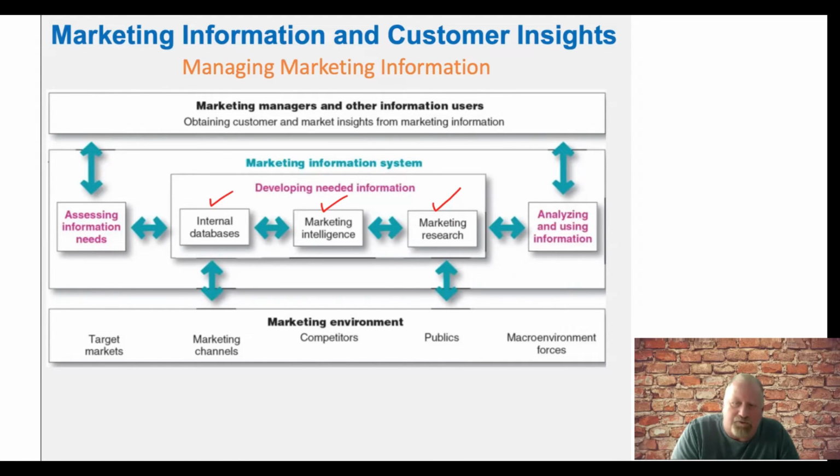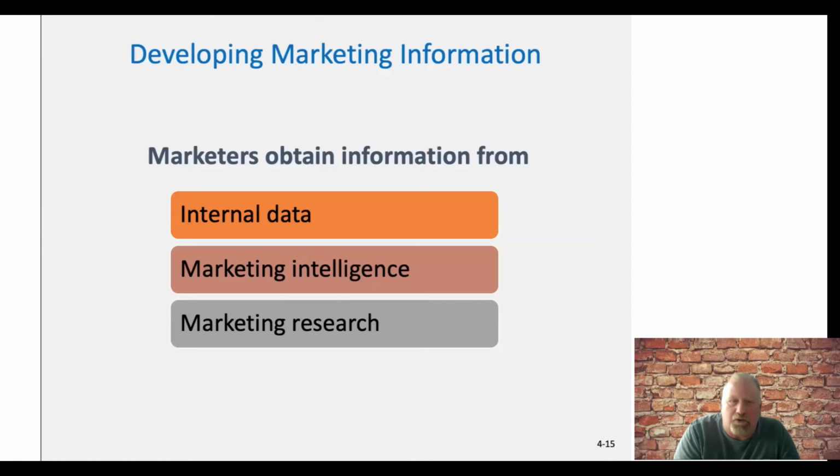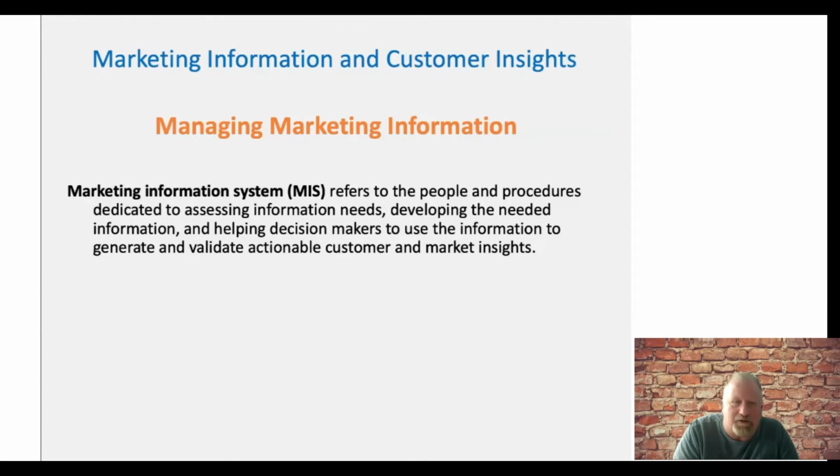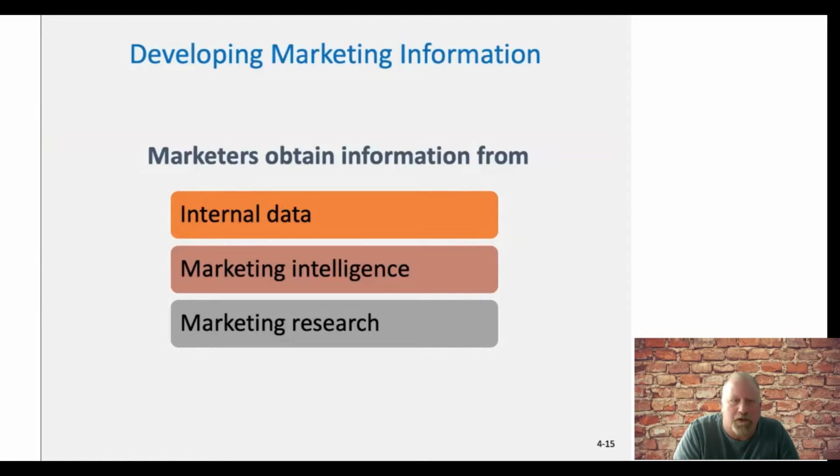We're then taking this information and analyzing and using this information. We're assessing more information needs on this part. And as a result of that, that is fed into our organization so that our organization can make more effective decisions in the marketplace. That's where we obtain customer insights. So we are able to take all this information as it's being processed and utilized, feed it up to our marketing managers, and those marketing managers use that information to make better decisions. And this, again, is what we call the marketing information system, okay?